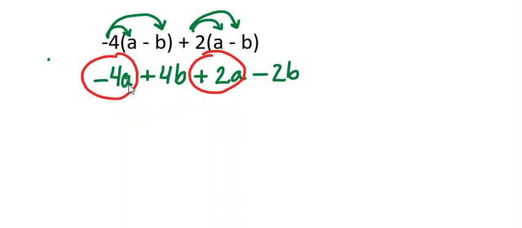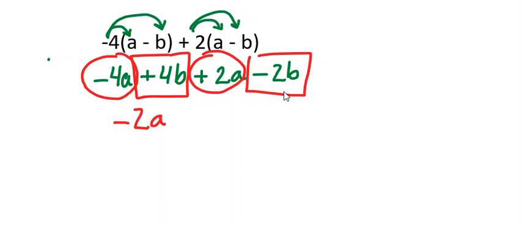So I'm going to add negative 4a plus positive 2a, and because the signs are different, I'm going to subtract, giving me 4 minus 2 is 2, and the bigger absolute value number is negative 4, so it's negative, so it's negative 2a. And then we'll do the same thing with the b terms, 4b minus 2b. That's going to be subtract again, gives me a 2b, and the bigger absolute value number is positive this time.